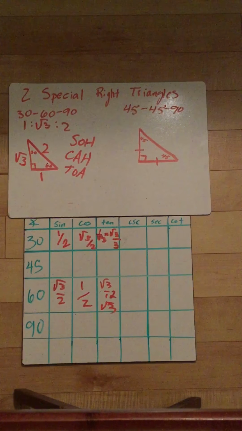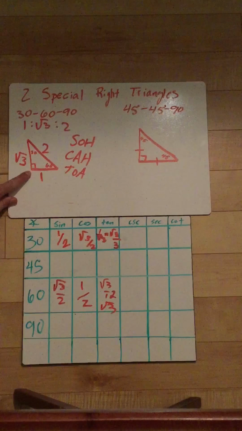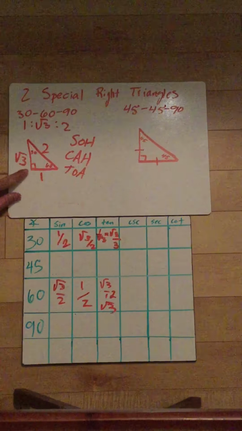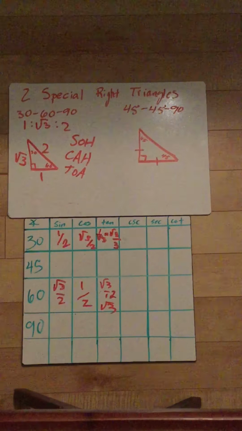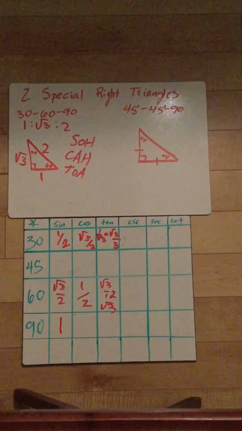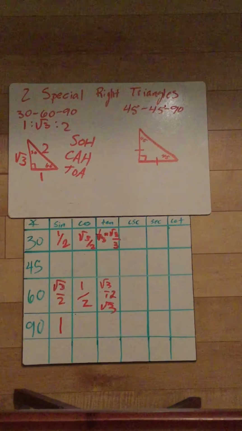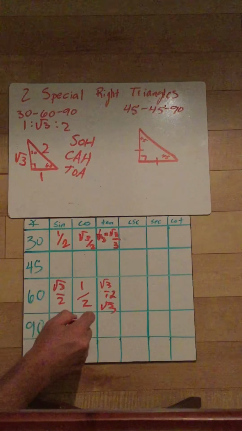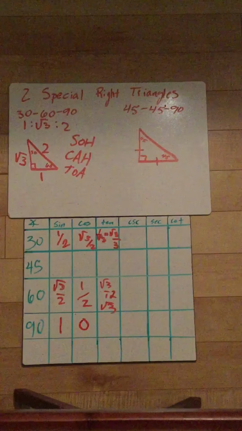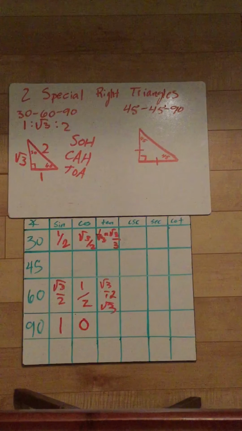For 90 degrees, it doesn't matter which triangle we use. The sine of 90 is the opposite, 2, divided by the hypotenuse, 2, which is 2 over 2, or 1. The cosine, well, there's two adjacents. You can't just choose one. So the cosine of 90 actually doesn't exist. It's 0. Well, it's 0. It doesn't exist because we have two adjacents.